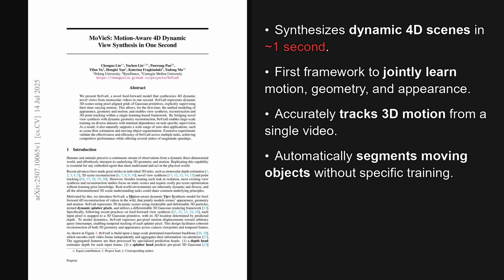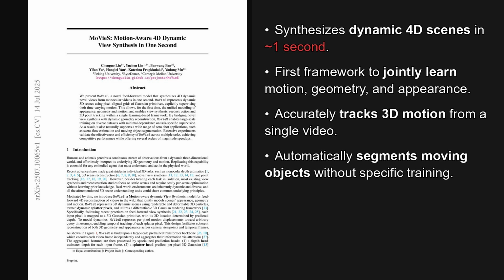I'm Alex, and today we're looking at a paper from the Hugging Face trending list published on July 14, 2025, just 2 days ago. This paper introduces a model that can synthesize a 4D dynamic view of a scene from a single video in just 0.93 seconds. The paper is titled MoVieS: Motion-Aware 4D Dynamic View Synthesis in 1 Second, and this incredible speed is a game changer for real-time applications.